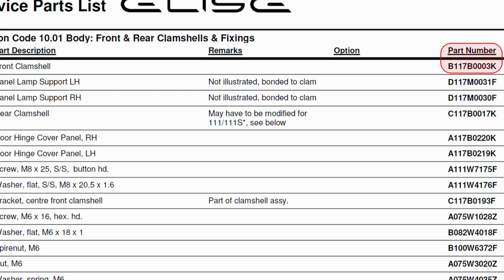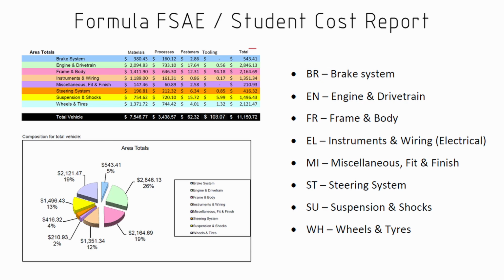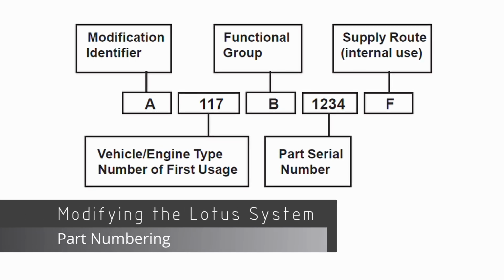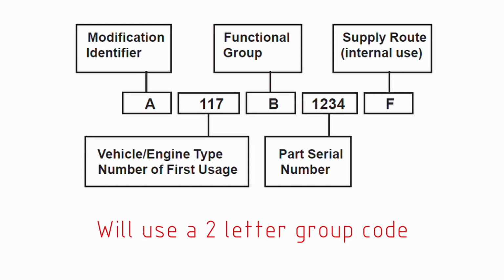Now, I've experienced a similar kind of system to this when we were working in Formula SAE or Formula Student. When we got the cost report, we had the same sort of idea, this functional group, except in that case, the functional group has a couple of letters. So we might have a chassis, which is CH, or steering, which is ST. So rather than reinvent or create a completely new system, I'm going to borrow heavily from the Lotus numbering system, but instead I'm going to apply a 2-letter code to the functional group.